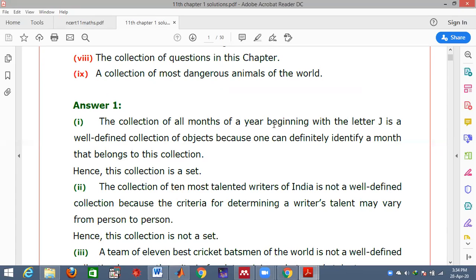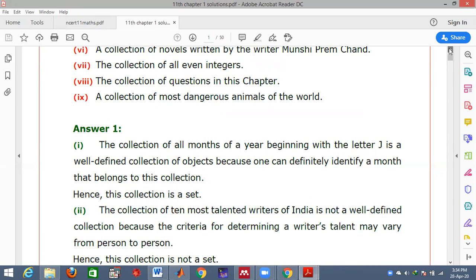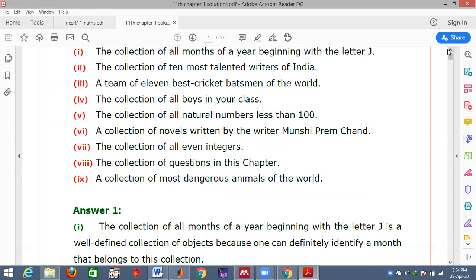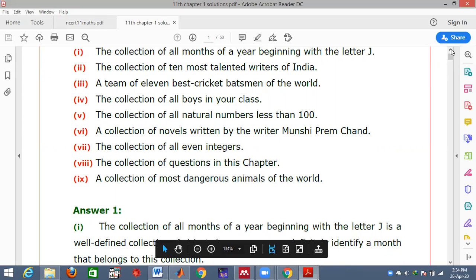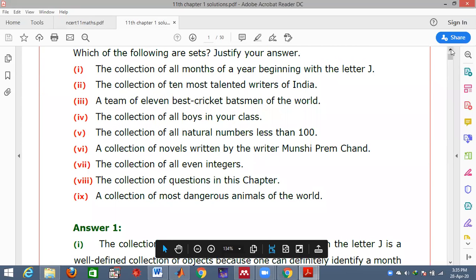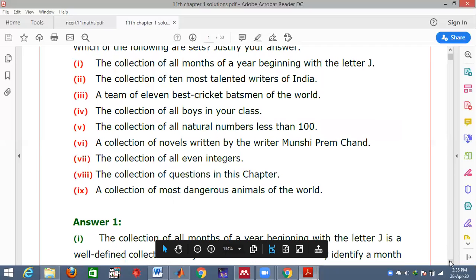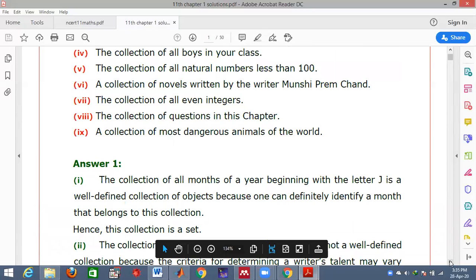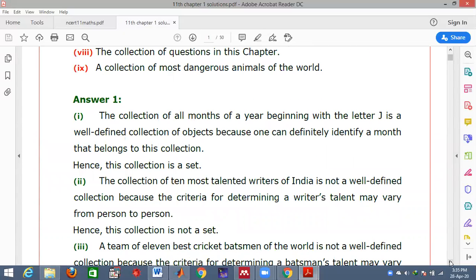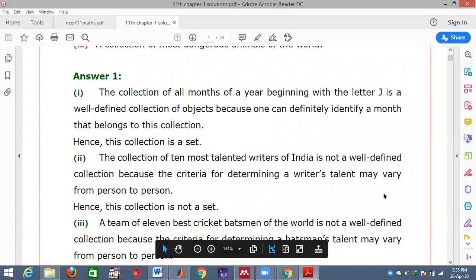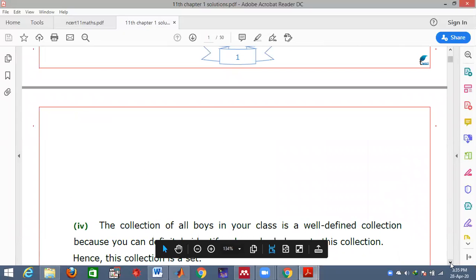So the next part of this question, part number two, is the collection of most talented writers of India. Here the talent comes into account. So this is an adjective and it cannot be written in the set notation. So on the same lines, you can perform other exercises. Let's now move to the second question.